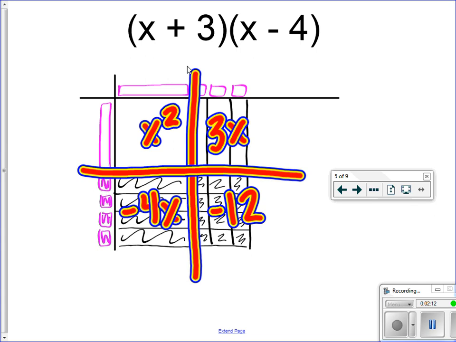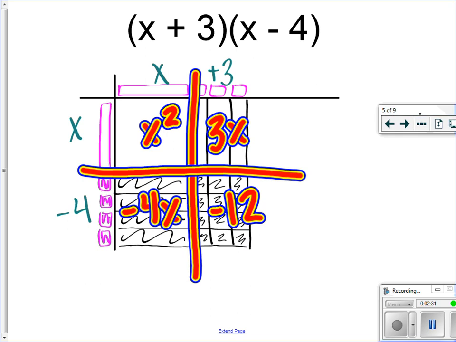Well, how can I write out what was along the top? Like, what is showing right here? X. And then 3 positives, so plus 3. What was along the side? X and negative 4. And then this is our answer, right? Yeah. What would the final answer be? What were we combining together? The like terms. The x's, the like terms, right? So x squared minus x minus 12.